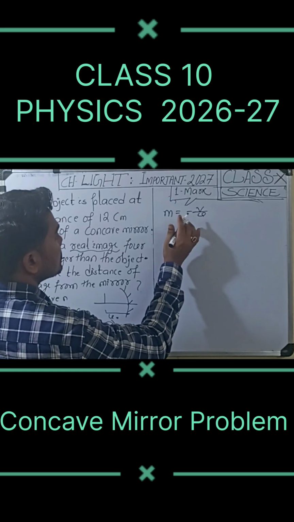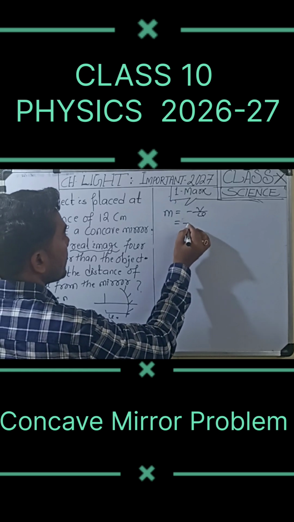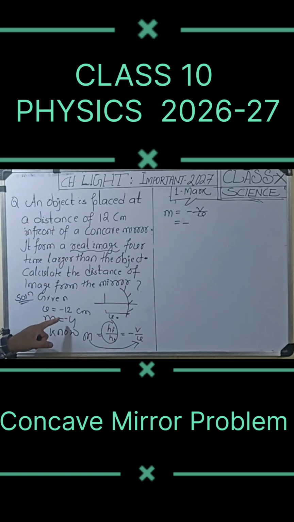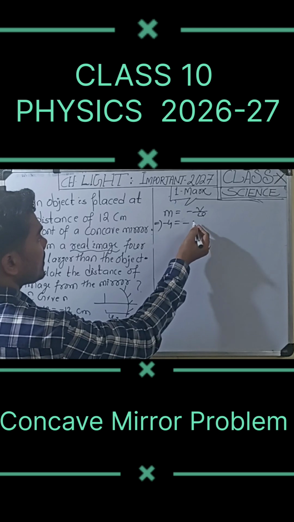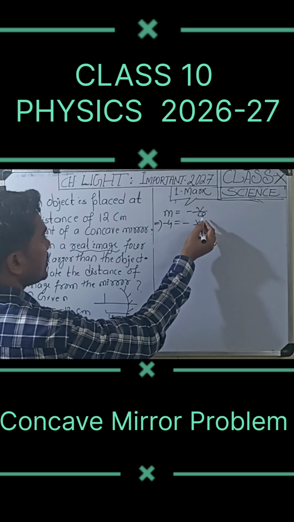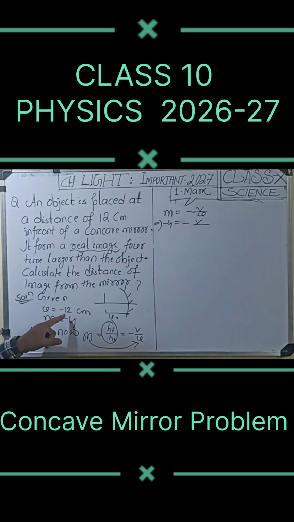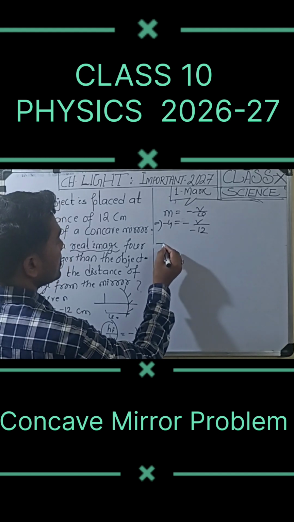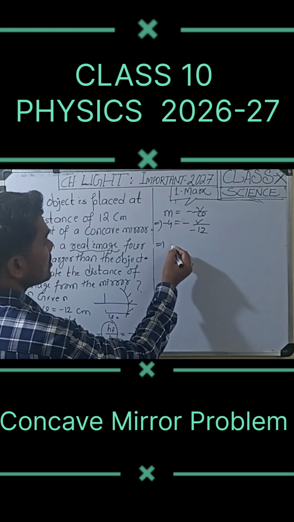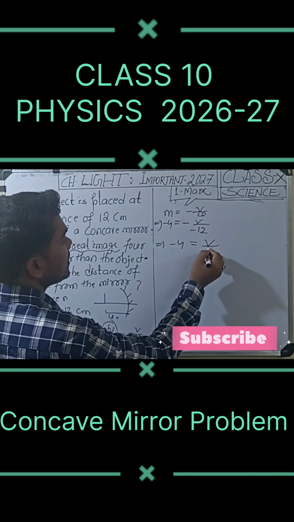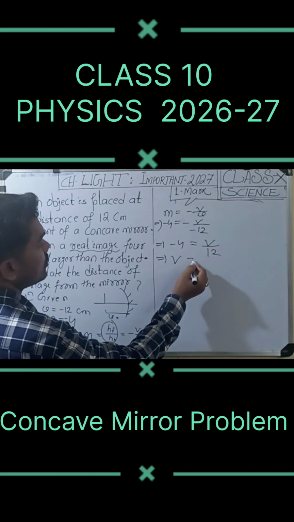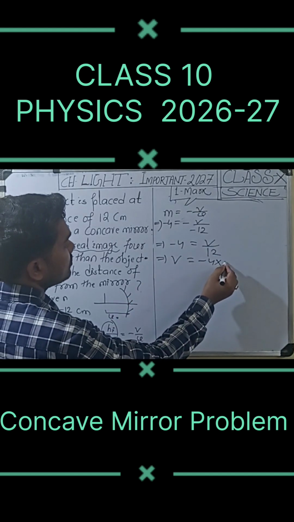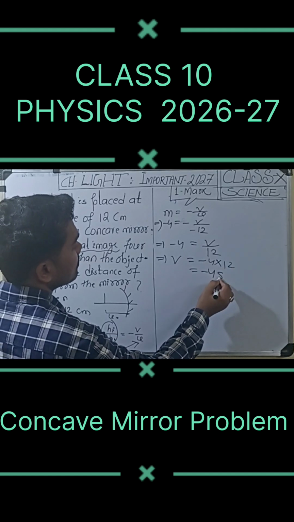So students, what is v here? v is what you have to find out, and magnification m is given, that is minus 4, and u is minus 12. So minus 4 = minus v by minus 12, which gives minus 4 = v/12. If we do cross multiplication, what do you get? v = minus 4 into 12 = minus 48.